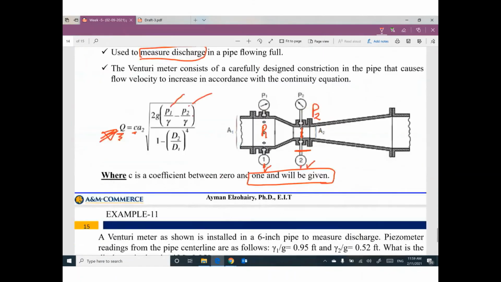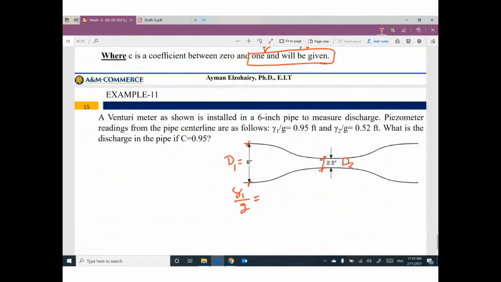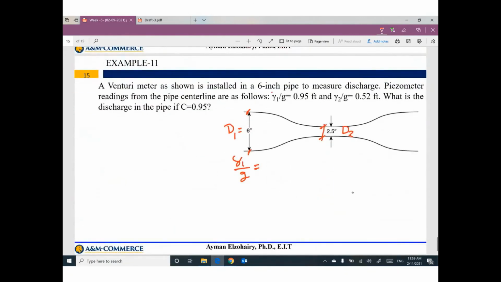I'm sorry, wait. It's not gamma 1, it's P1 and P2. P1, not gamma 1. P1 divided by gamma at this location equals 0.95. P2 at the Venturi meter divided by gamma equals 0.52. What is the discharge in the pipe if C equals 0.95?